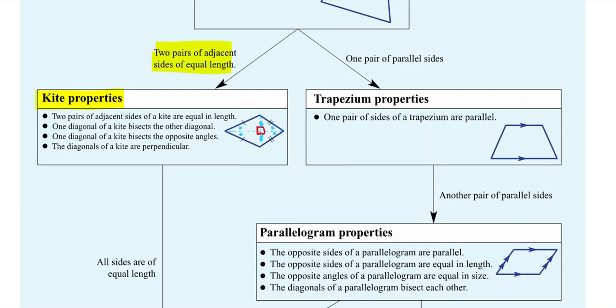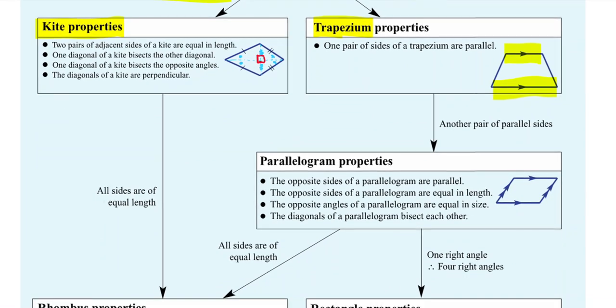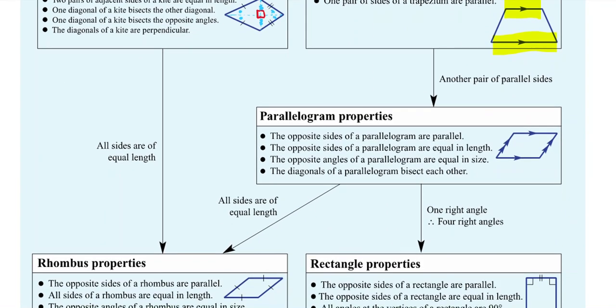Okay, if our shape has one pair of parallel sides, it means that we have ourselves a trapezium. The traditional way of seeing a trapezium is to have a pair of parallel sides and the two slopey side ones. But it can have lots of different variations. In fact, all of these ones down here, following down on the right-hand side, could also be classified as trapeziums because they all have at least one pair of parallel sides.